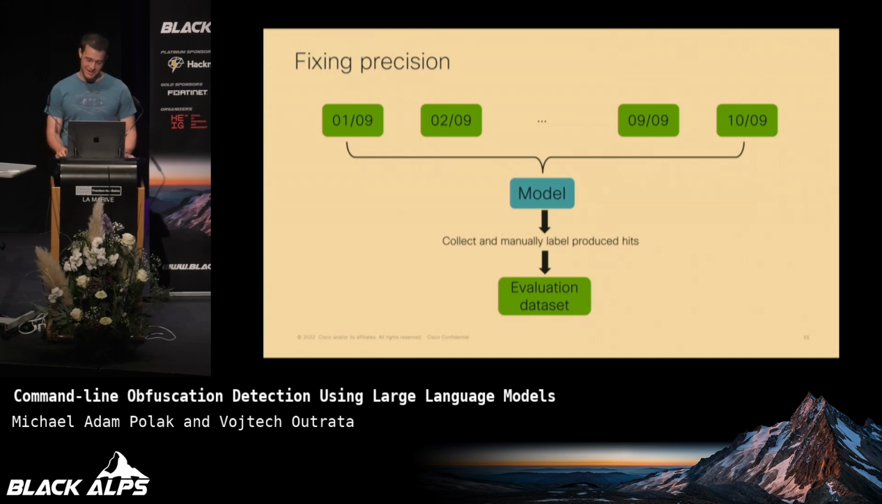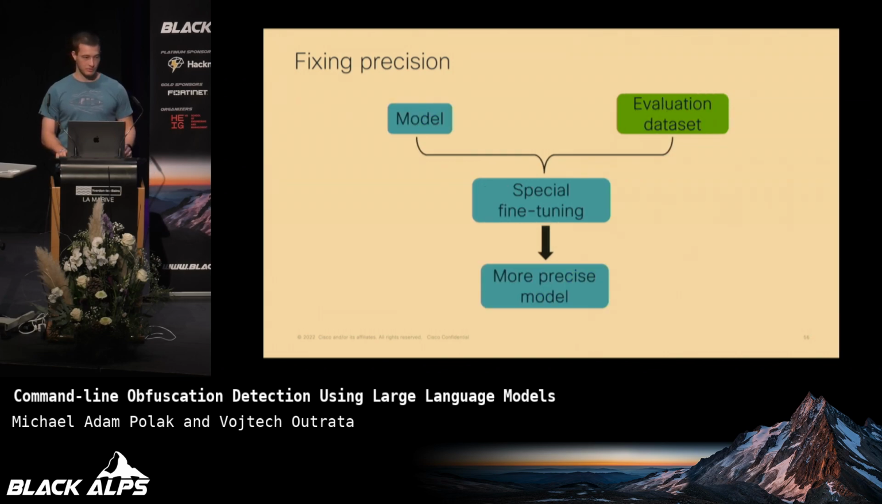And then the painful part comes, and it always comes in these projects, like machine learning projects, where you have to manually label what the model has produced. So you'd take the stuff that it marked as obfuscated, and you would manually go through them. You would label it, and that would create your evaluation data set that you want the model to improve upon.